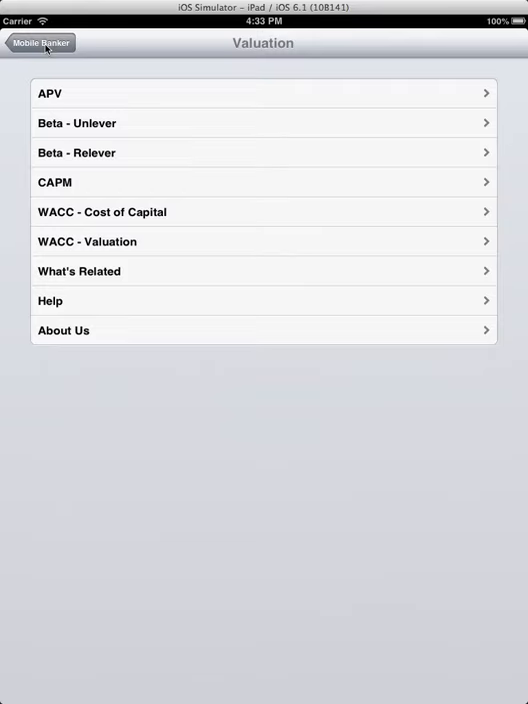So this application calculates APV, adjusted present value. It unlevers beta, then relevers beta. It calculates cost of capital using the capital asset pricing model, CAPM, and calculates cost of capital using the weighted average cost of capital method. It performs valuation using WACC as well.